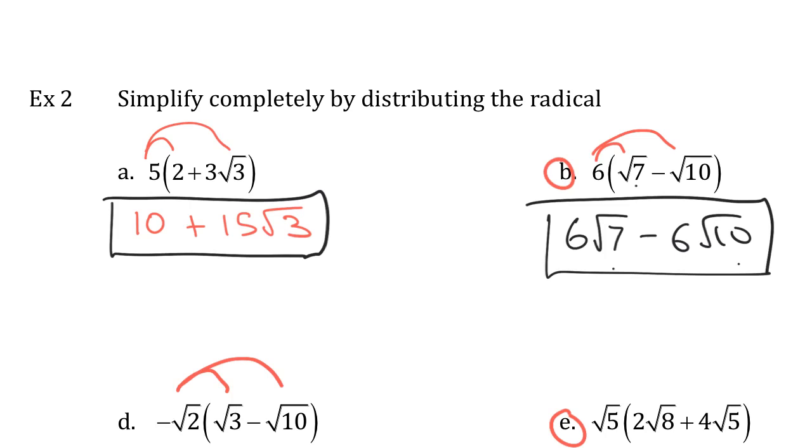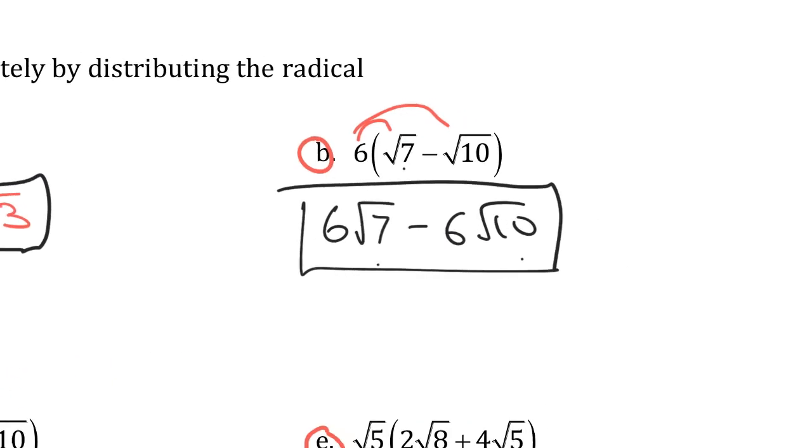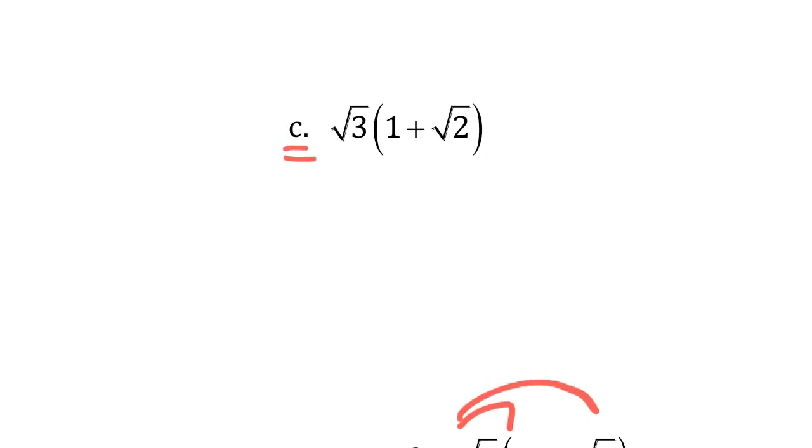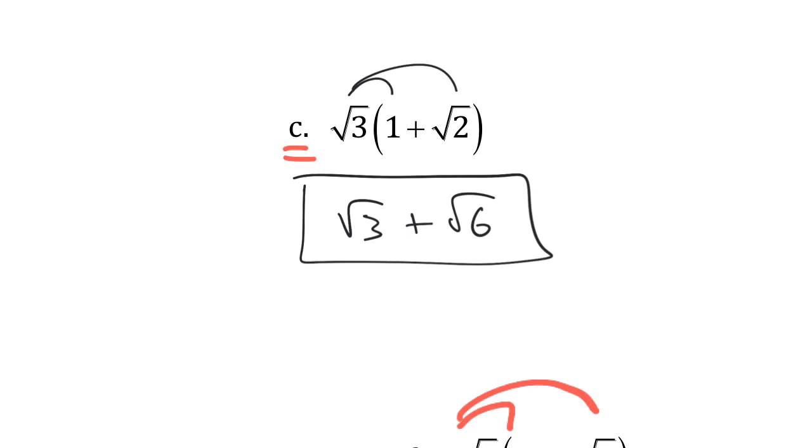So now take a second and try C on your own. Pause the video. C is pretty straightforward. Root 3 times 1 is just root 3, plus root 3 times root 2 gives you root 6.